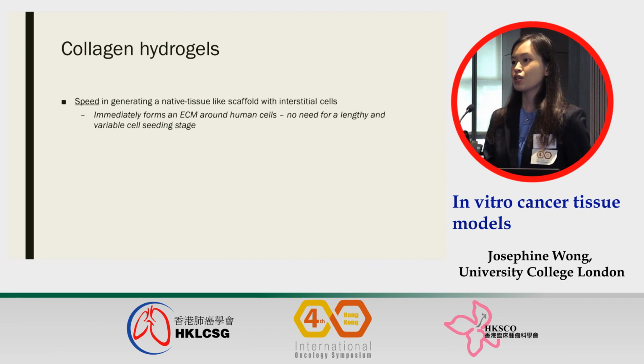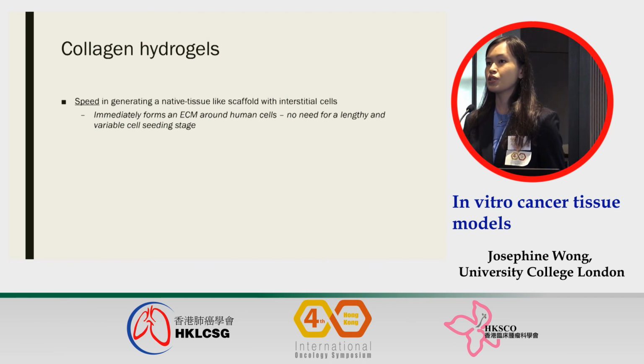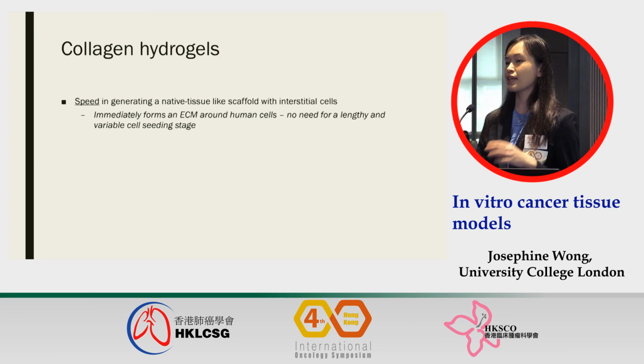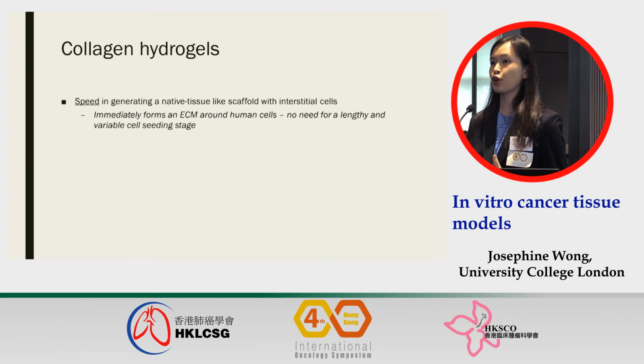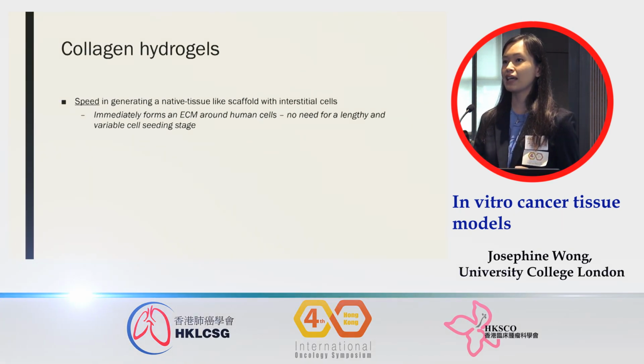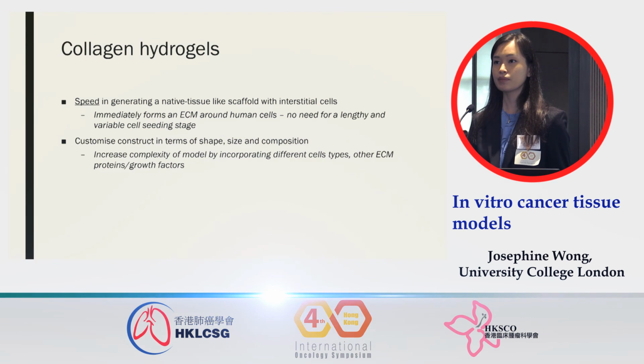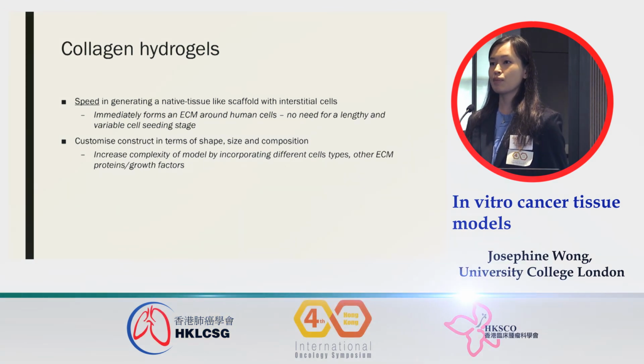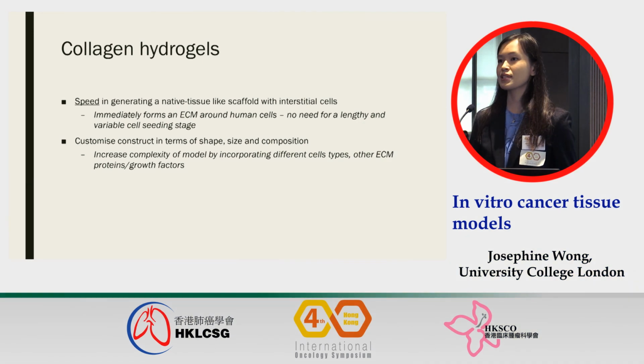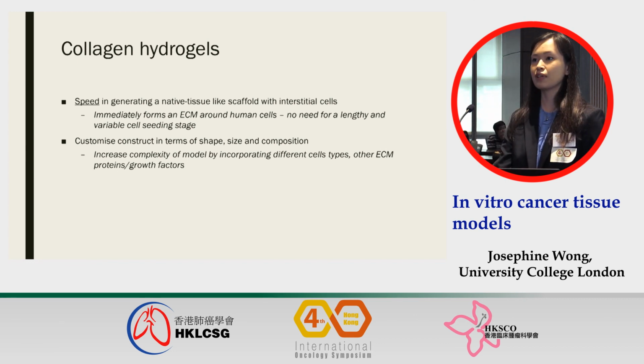So the main advantage of using a collagen hydrogel is the speed in which you can generate a native tissue-like scaffold with interstitial cells. So essentially you could place cells into the scaffold as it is being formed, and there's no need for a lengthy and variable cell seeding stage. It's possible to customize the construct in terms of the shape, size, and the composition. So you could add different proteins such as laminin and fibronectin, which all interplay and influence how the cells behave within the model.